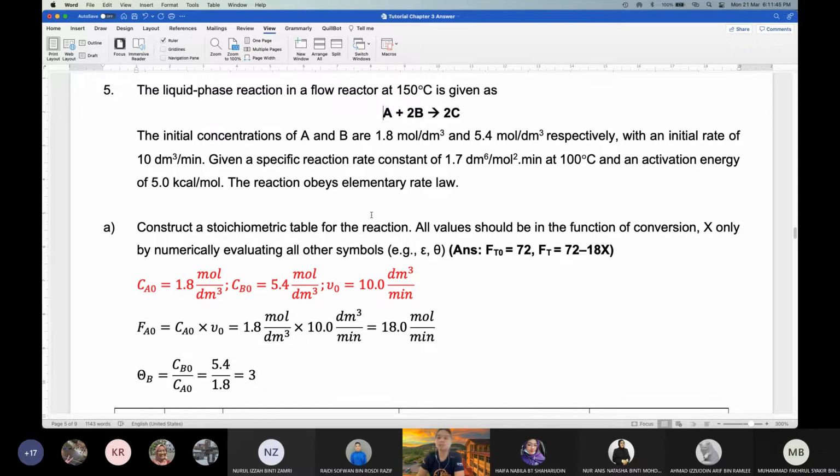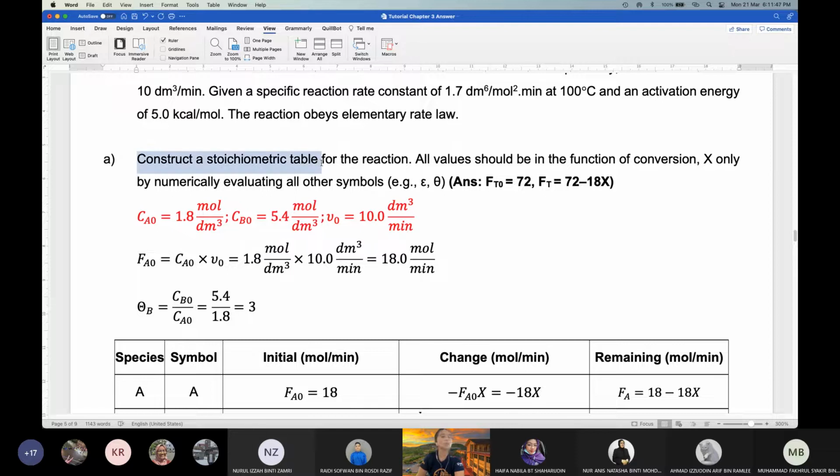So we go to the question first. A. Construct a stoichiometric table for the reaction. All values should be in the function of conversion only, by numerically evaluating all other symbols. Okay, so in this question, it asks us to make a stoichiometric table. Same concept as before. Because we don't know our conversion, we just leave X. The rest must be in terms of numbers. Okay, so that's important.